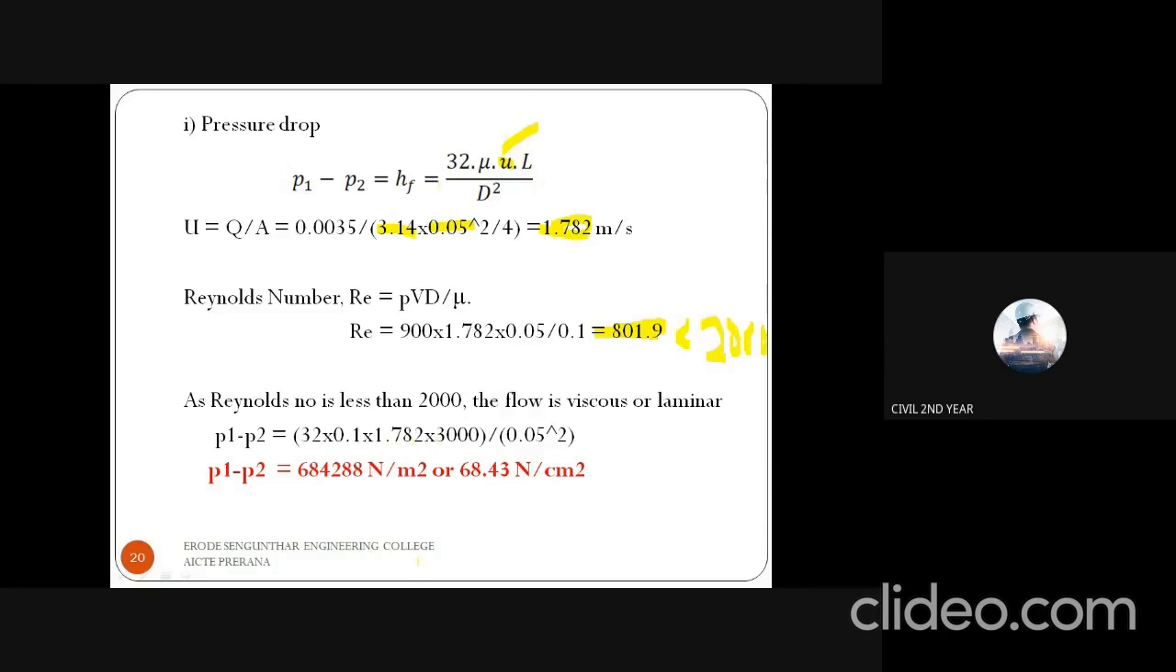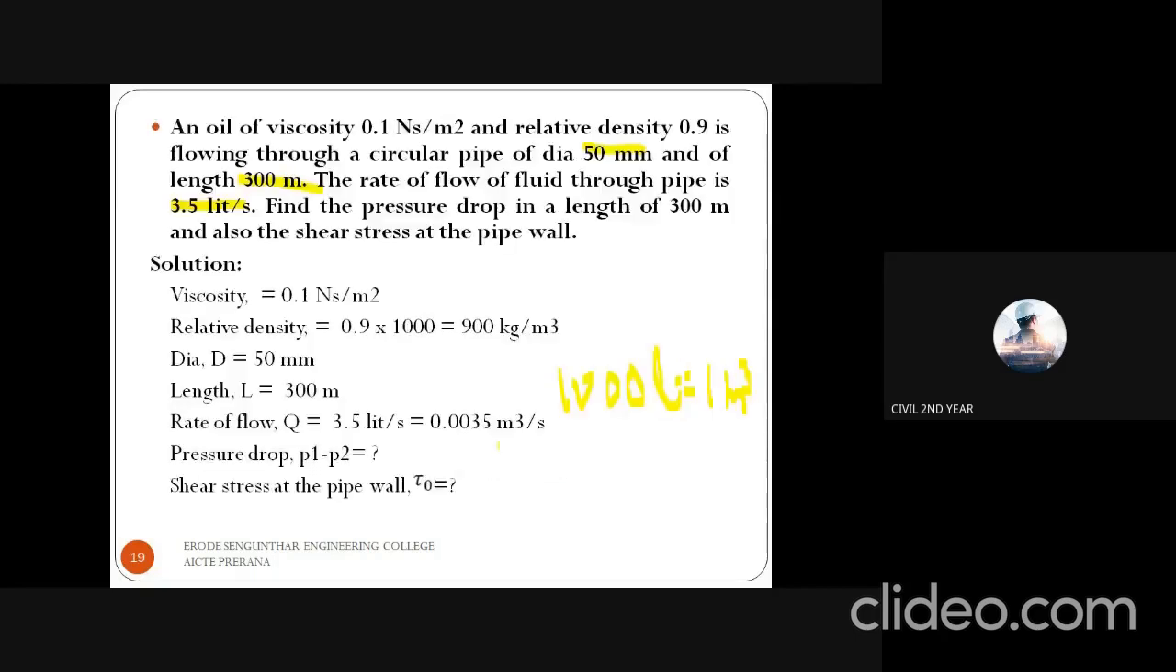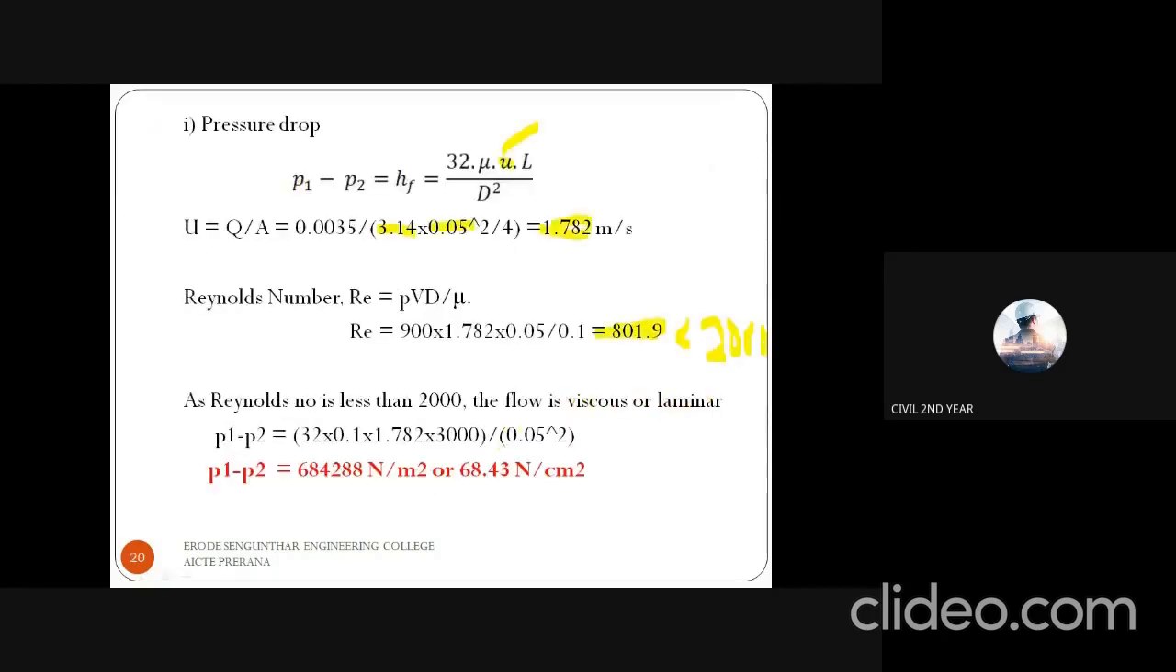So 300, substitute here 300 divided by 0.05 square. So finally, after solving these values, we will get 684,288 Newton per meter square. The unit is very, very important.